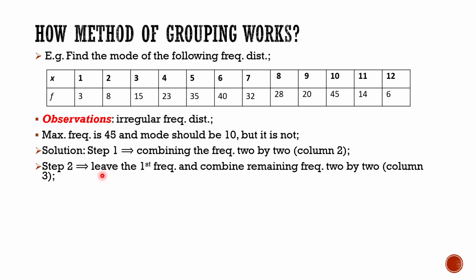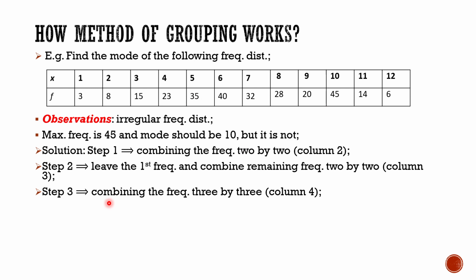Step 2, we leave the first frequency and combine the remaining frequencies 2 by 2. By doing this we get column 3 in the next slide. So we leave the first frequency, that is 3, and the corresponding x value is 1, and we start from here. The same method applies: we add the frequencies of 2 and 3, then 4 and 5, then 6 and 7, and so on. So we add 8 plus 15, then 23 plus 35, then 40 plus 32, and so on.